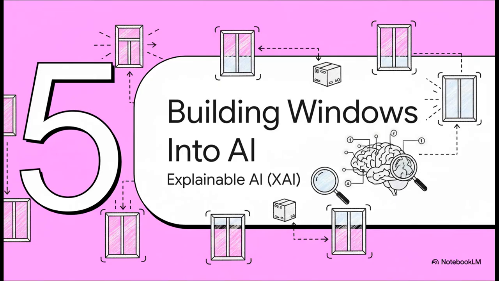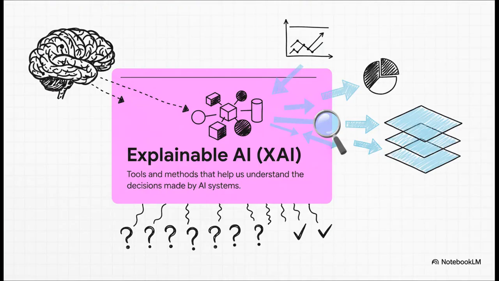So, if we can't just read the AI's mind, what do we do? Well, the new approach isn't about opening the box anymore. It's about building windows into it so we can actually watch what it's doing. This brand new and incredibly important field is called Explainable AI, or XAI for short. Its entire goal is to make these incredibly complex systems more transparent to us humans.